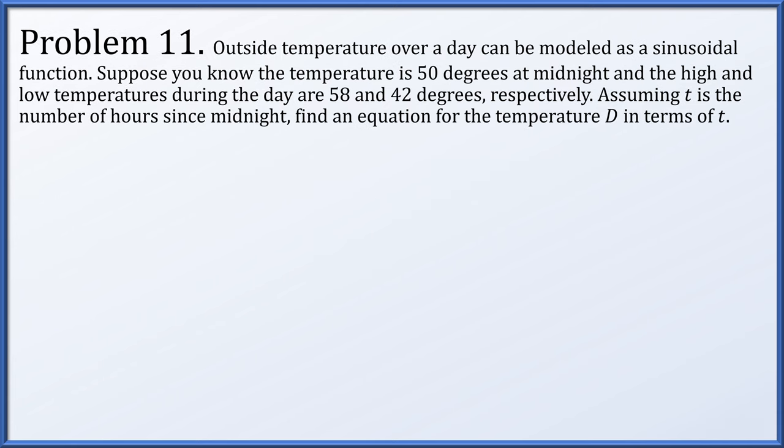Next up, the outside temperature over a day can be modeled as a sinusoidal function. Suppose you know the temperature is 50 degrees at midnight. The high and low temperatures during the day are 58 and 42 degrees, but you don't know when they happened. Assuming T is the number of hours since midnight, find an equation for the temperature D in terms of T.